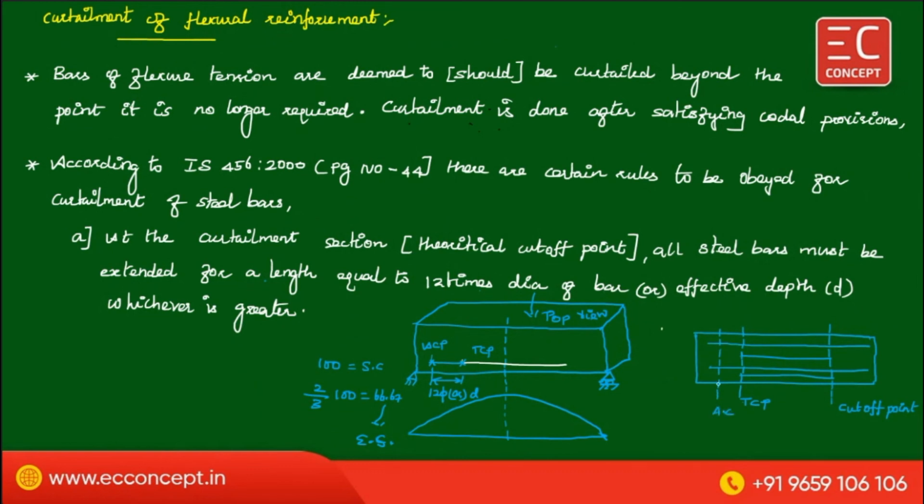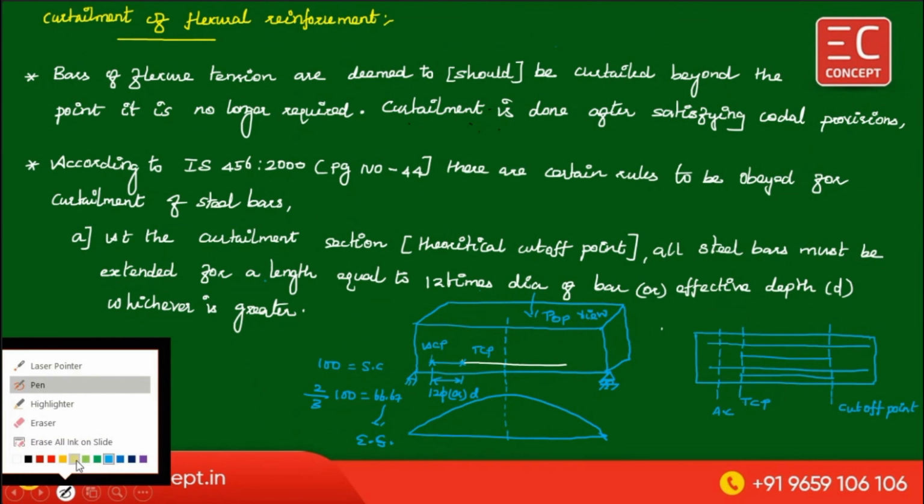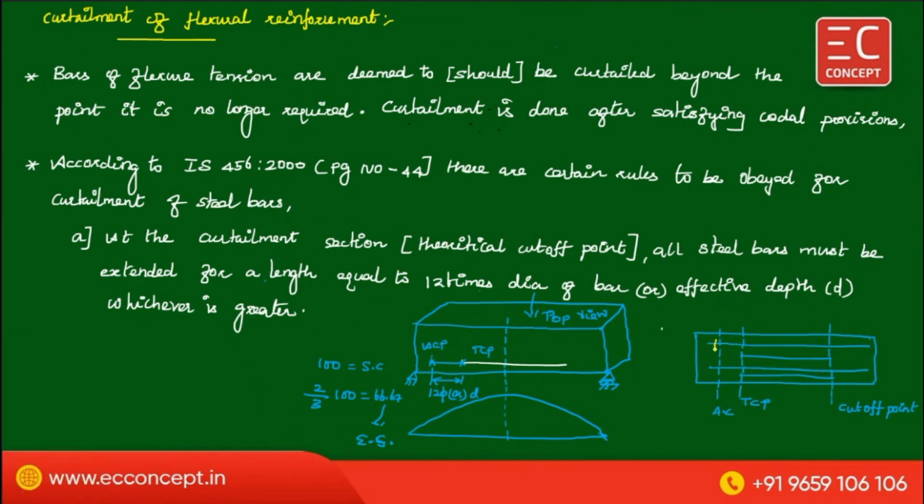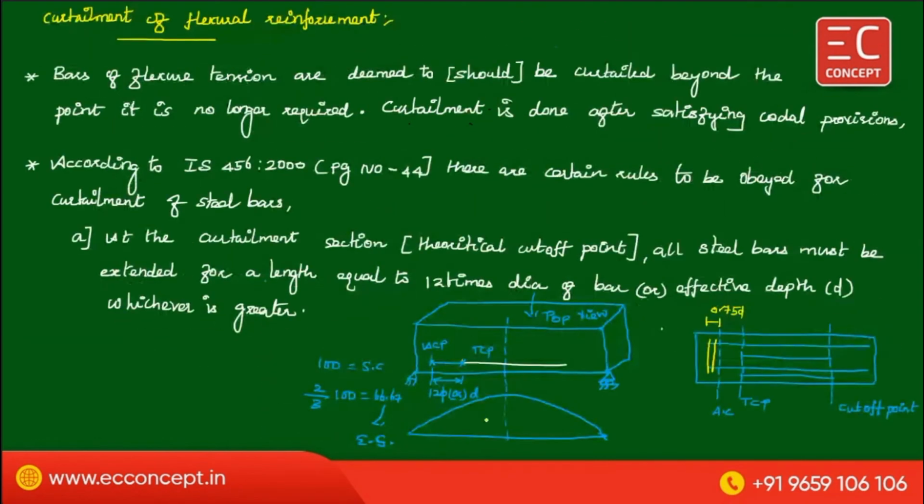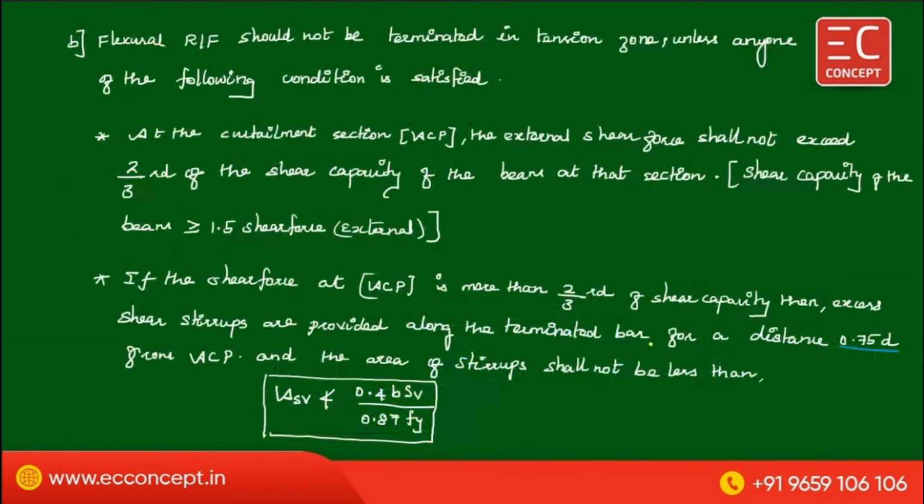Then here, if the external shear force is greater than two-thirds of the shear capacity, you have to put the additional shear reinforcement closely for a distance of 0.75 times d. Understood? So that's a point. And this value, this ASP, should not be less than this condition. This is the codal condition.